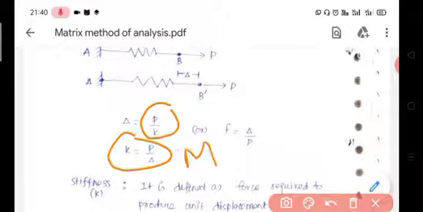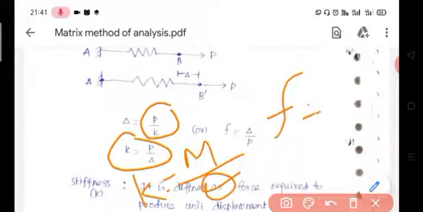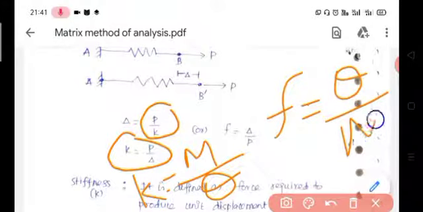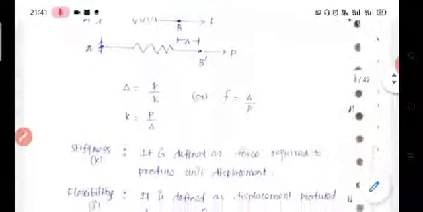Sometimes the stiffness of the spring is also called moment by rotation. For flexibility, it is equal to rotation by moment. Okay, so let us see the definitions.